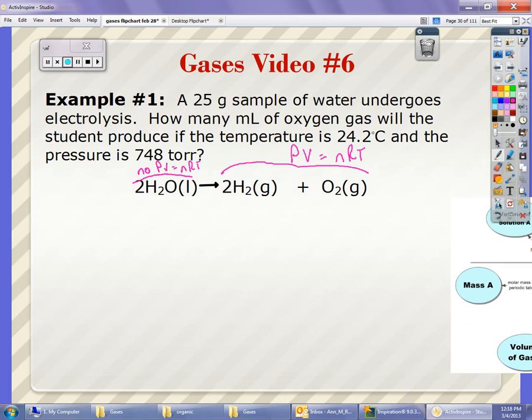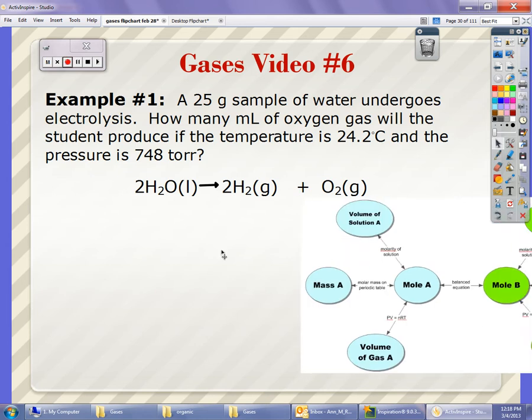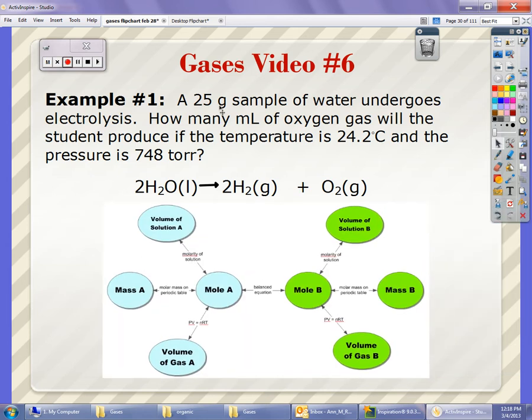So let's get started. On our mole map, where are we to begin with? We've been given the grams of water. So we are starting over here, grams of water. You want to find out how many milliliters of oxygen gas you're going to produce. That's a different compound, so you're going down to here. So we're going to go molar mass, moles to moles using the balanced equation, and then moles to volume using PV=nRT.